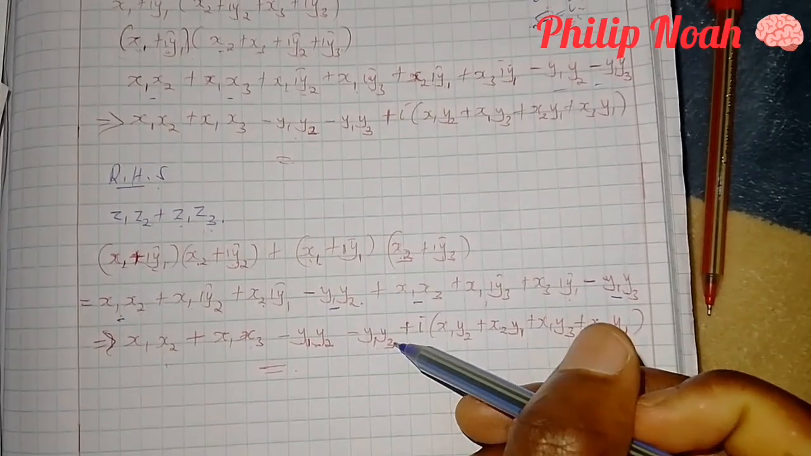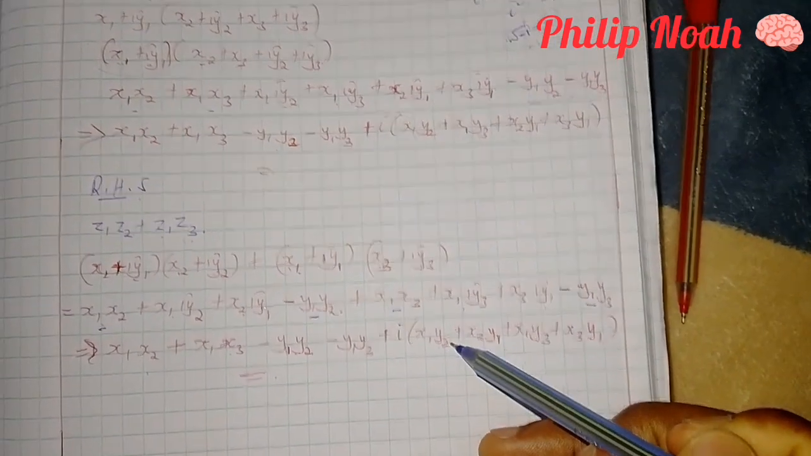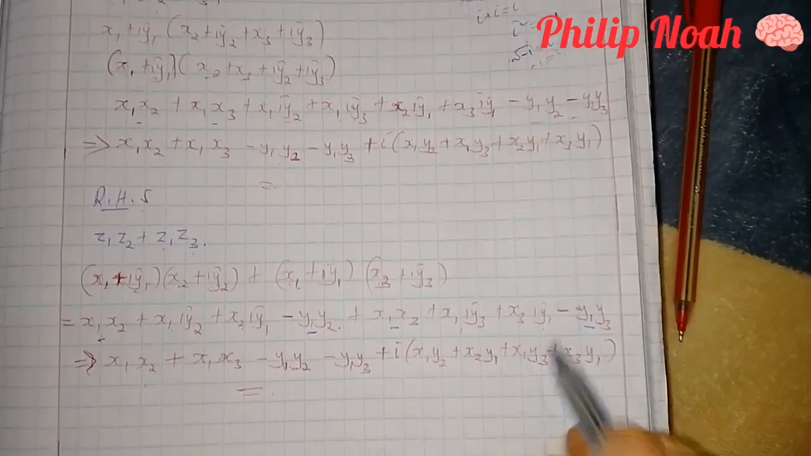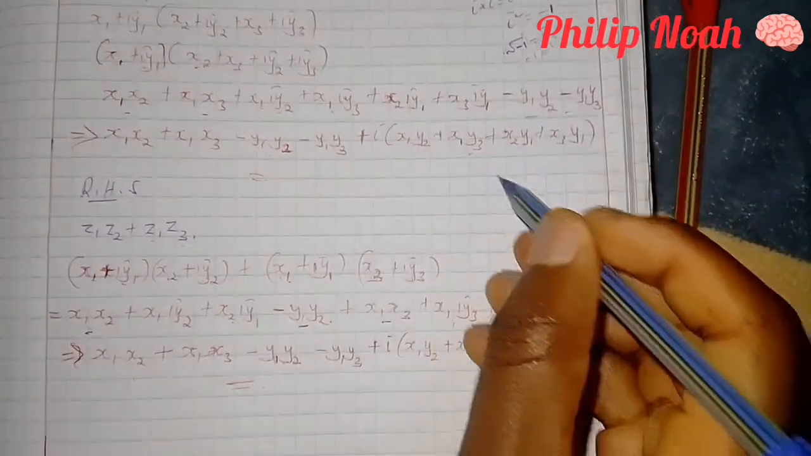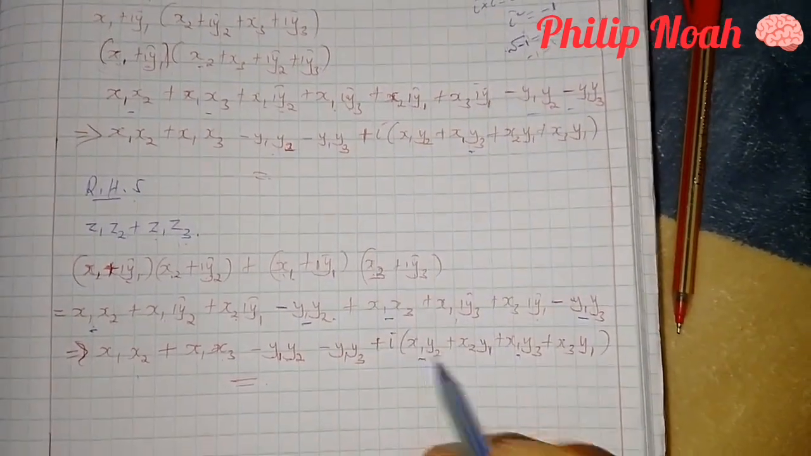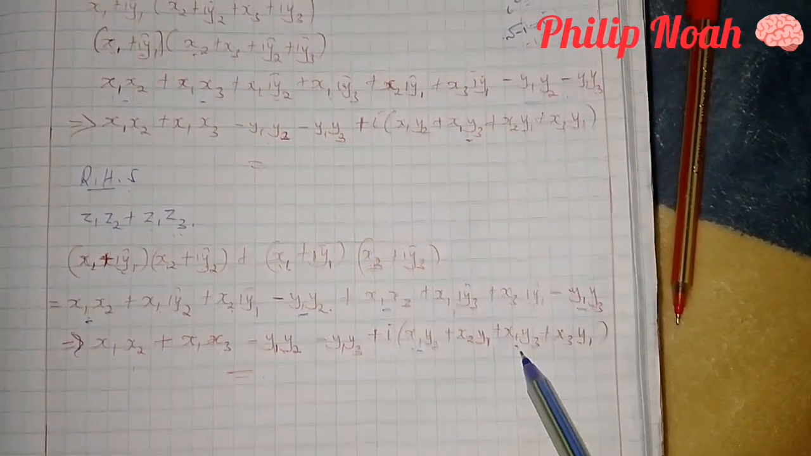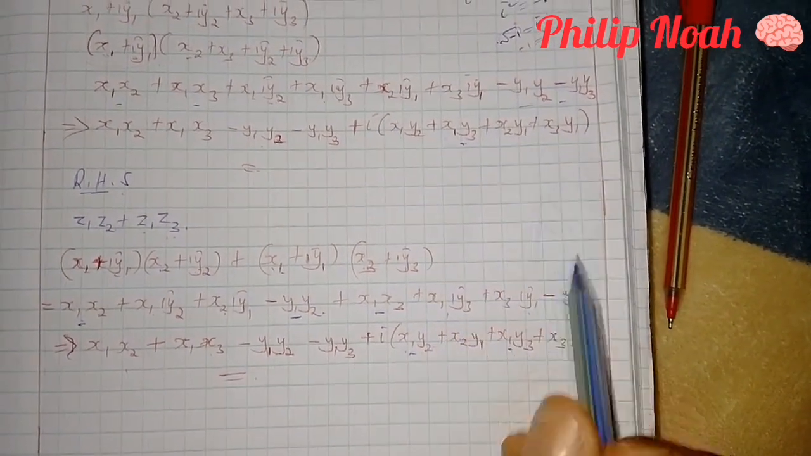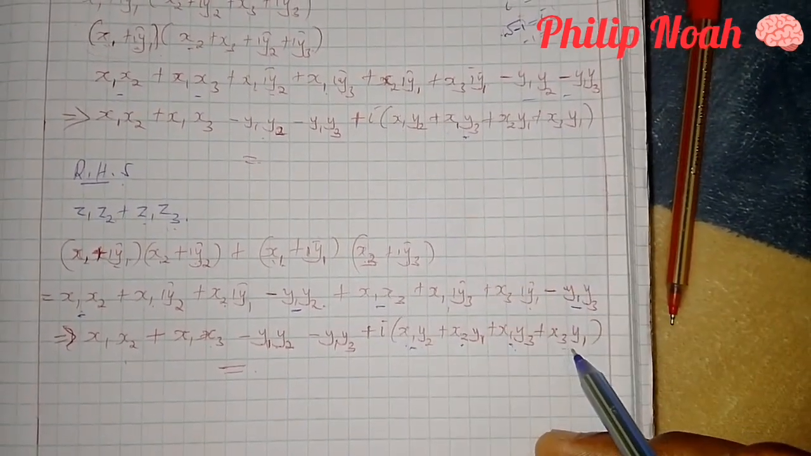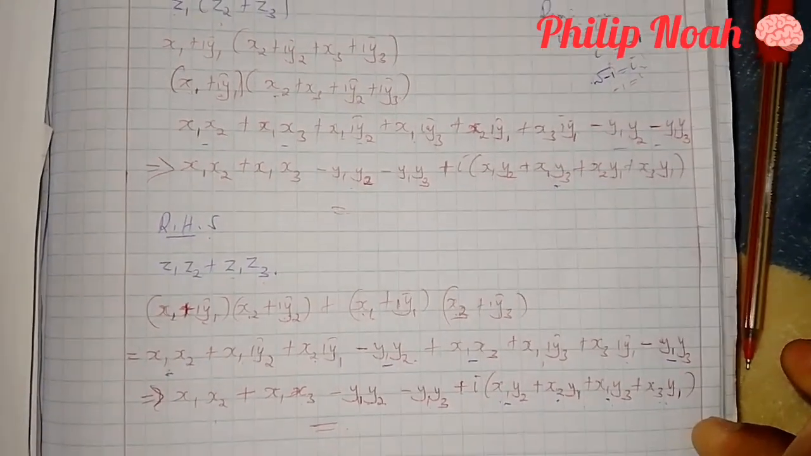You have negative y1, y3, plus i, x1, x2, x1, x2. You have x1, y3. Here we have x1, y3. We have this one here, then this one. We have x2, y1. We have x2, y1. Then lastly we have x3, y1. We have x3, y1. As simple as that for that case.